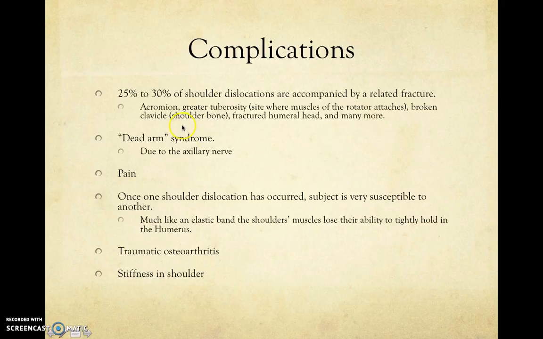Broken clavicle, which is a whole different kind of injury, but this can be related from the pressure that is put on the shoulder. Fractured humeral head, for example, my dad, when he had a shoulder dislocation, he fractured the humeral head and had to get surgery to remove it. There are also many other kinds of related fractures that could happen.